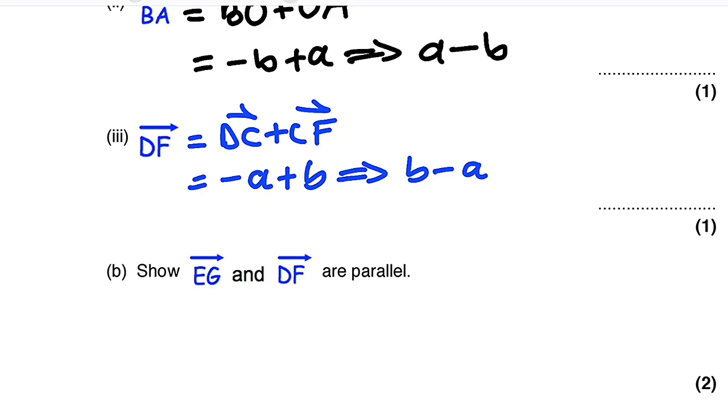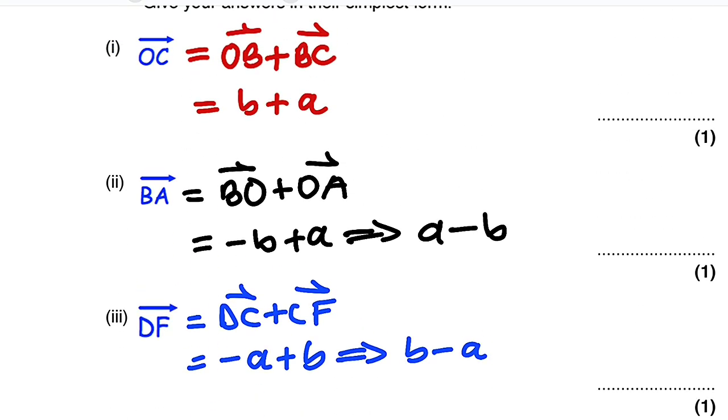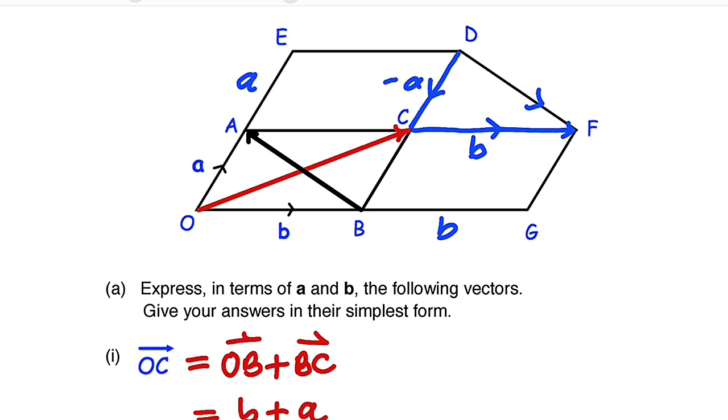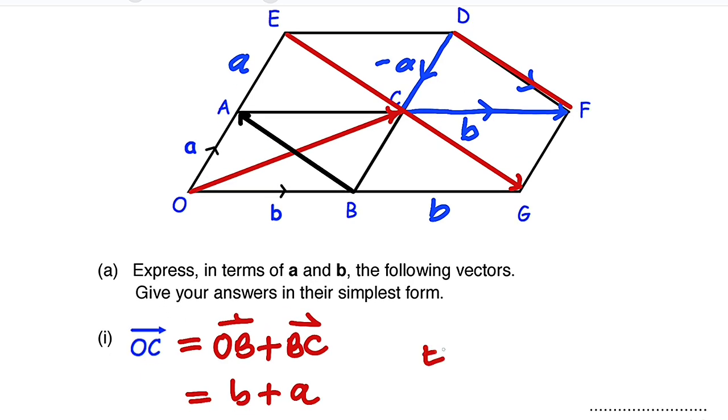Two vectors are said to be parallel if and only if they are facing the same direction. That is number one, first condition. And secondly, they are going to be constant multiples of each other. All right, so let's see whether that's true. EG and DF. This is EG, right? And this is DF. Yeah, we can see that they are parallel, but we have to confirm that. We have to first of all compute the vector EG.